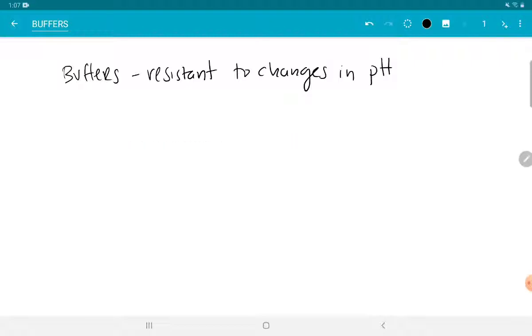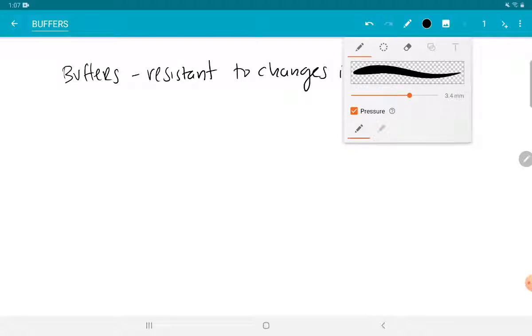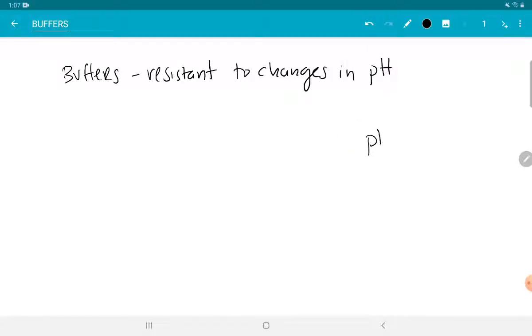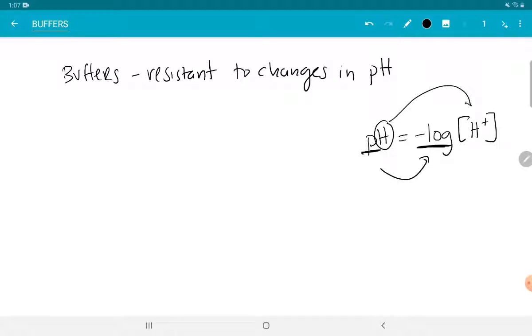When I say the word pH, pH equals the negative log of the concentration of H+ ions. Okay? Small p is just the negative log. So whenever you see a small p or a lowercase p, that just means negative log, and the H stands for the H+ concentration. Okay?